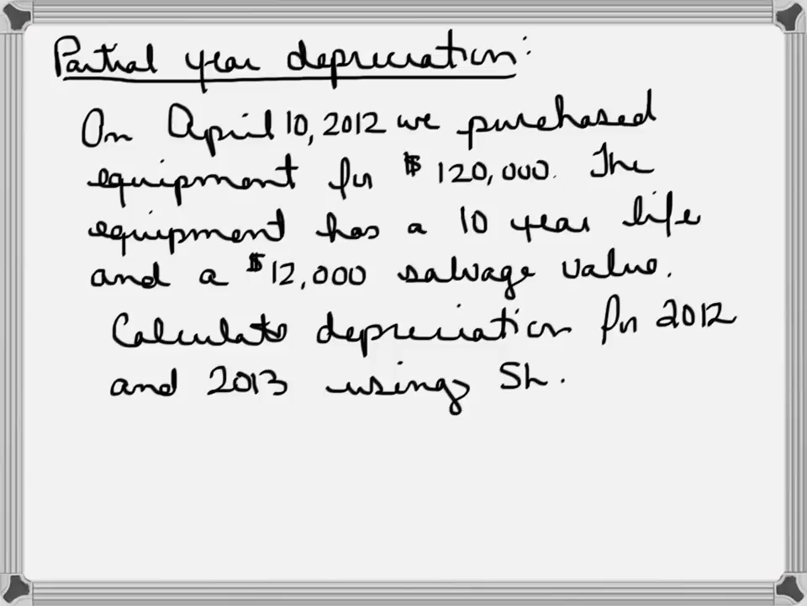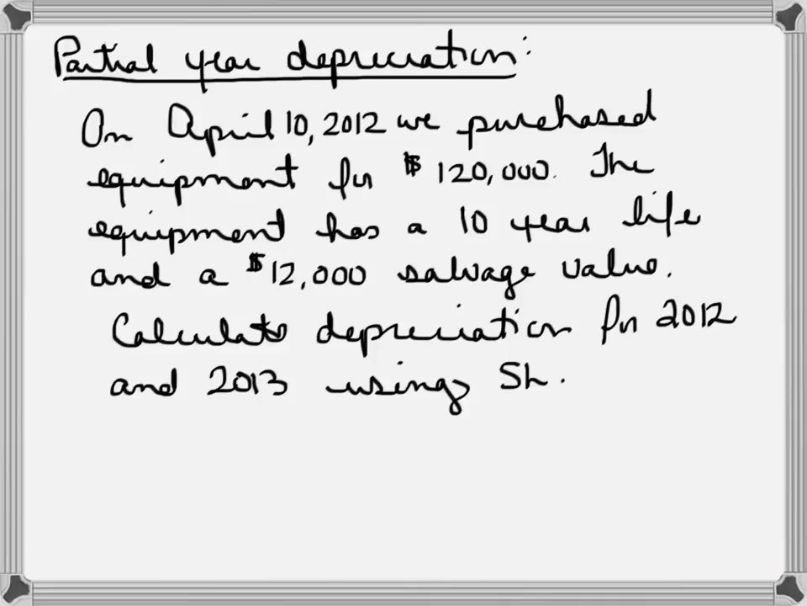So let's look at this example, partial year depreciation. On April 10th, 2012, we purchased equipment for $120,000. The equipment has a 10-year life and a $12,000 salvage value. Calculate depreciation for 2012 and 2013 using the straight line method.